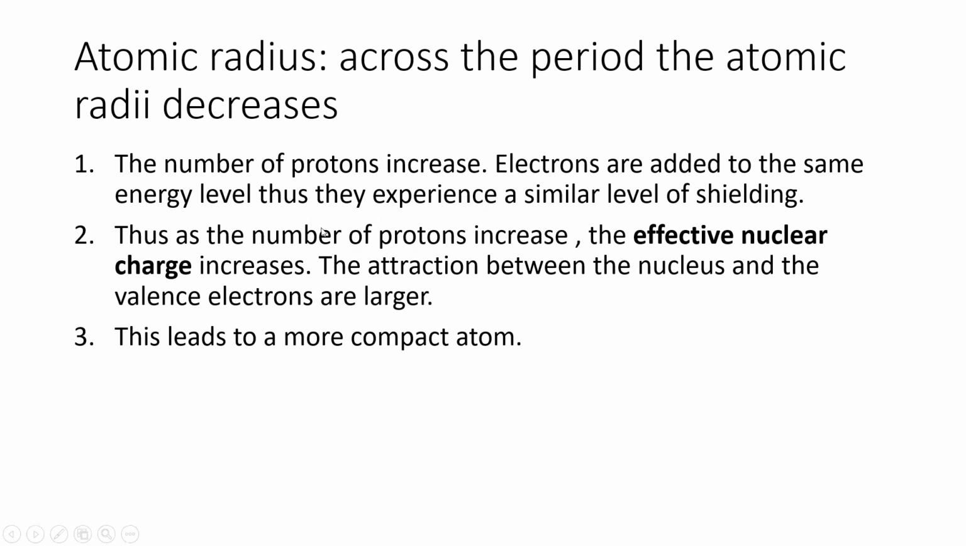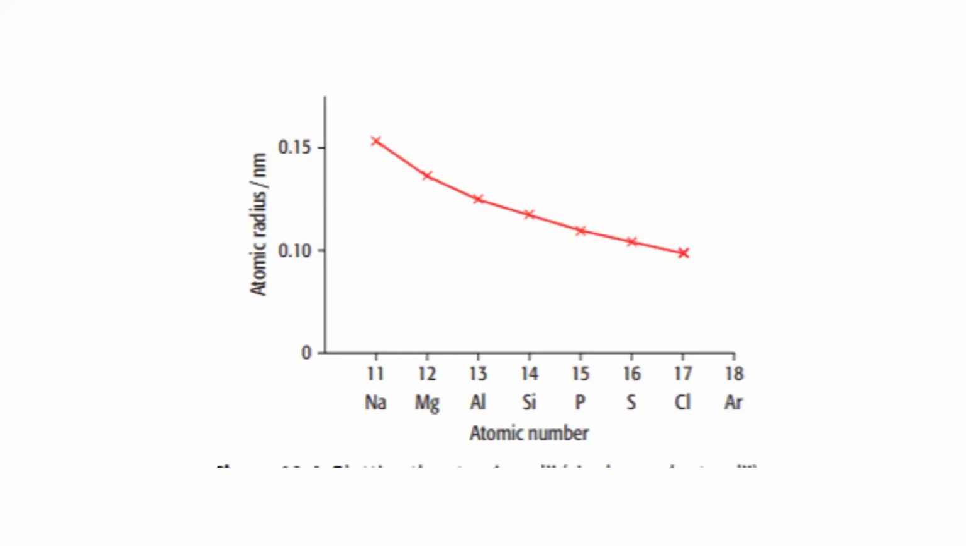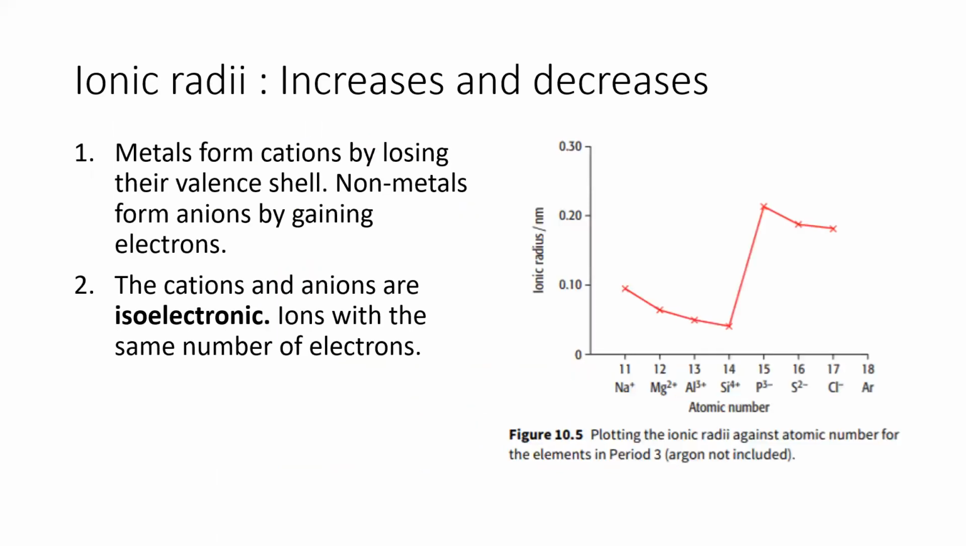Thus, as the number of protons increase, the effective nuclear charge increases, and the attraction between nucleus and the valence electrons are larger, or the attraction per electron is larger. This leads to a more compact ion. This is pretty straightforward. This is a graph that you might be given to compare with, or even describe in your examinations. Next up is ionic radius, which increases and decreases for metal ions.